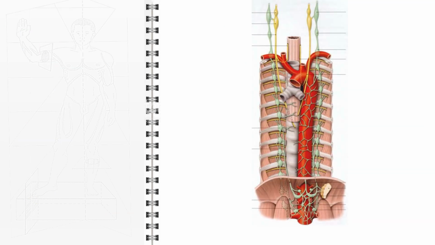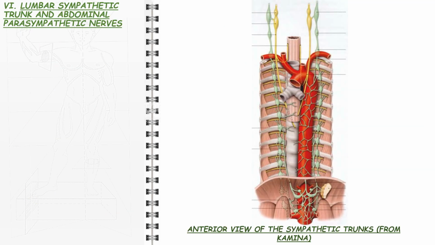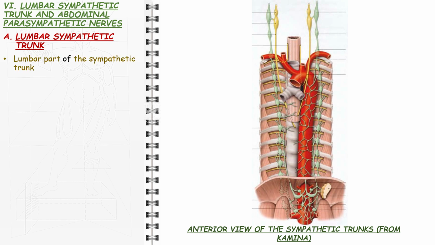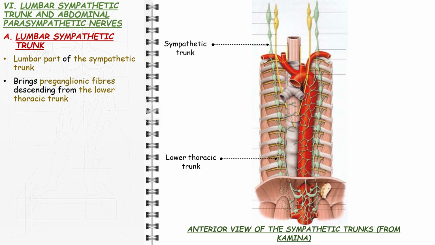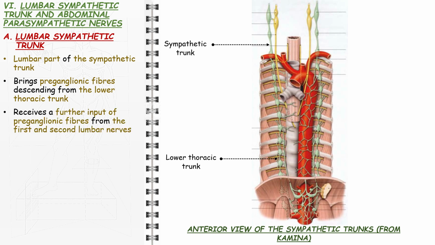In the same spirit of having a complete view of the topographic and functional anatomy of the abdomen, it is mandatory to understand the autonomic systematization of the abdominal viscera, sympathetic and parasympathetic, and hence discover the structures behind this function. The lumbar part of the sympathetic trunk brings preganglionic fibers descending from the lower thoracic trunk, and it receives a further input of preganglionic fibers from the first and second lumbar nerves. Its ganglia give off the regular somatic and visceral branches, and the trunk passes down across the pelvic brim to become the sacral part of the trunk.